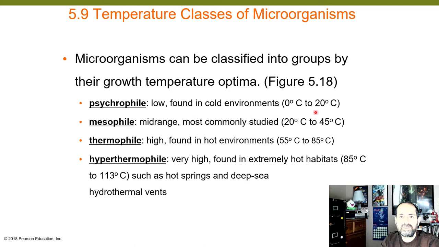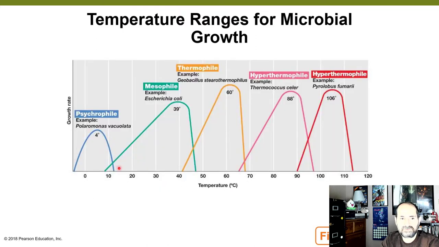And would it surprise you at all to know that most of the bacteria that cause human conditions and human infections are indeed mesophiles? Mesophiles cause the human diseases. They cause human diseases because they prefer to grow in the human body temperature range. Thermophiles are found in hot environments, including hot water environments. These are 55 degrees to 85 degrees. And then you have the hyperthermophiles, which can be found anywhere from 85 degrees to 113 degrees C. So these are hot springs, deep sea, hydrothermal vents. Again, you can see psychrophiles, their growth range, mesophiles, thermophiles, and hyperthermophiles.